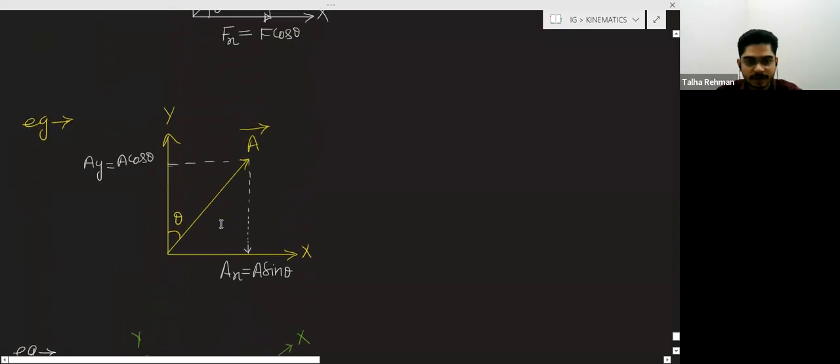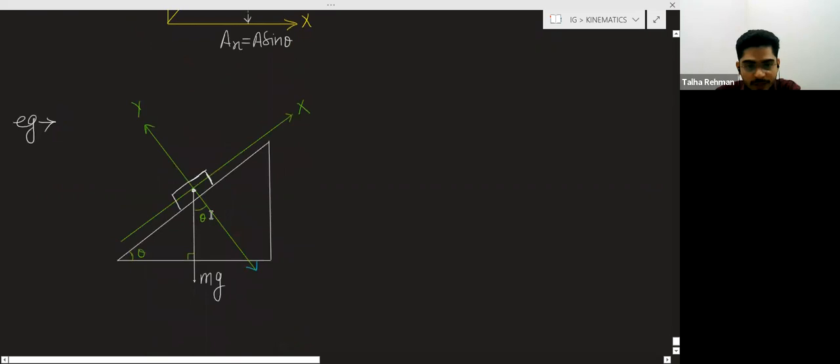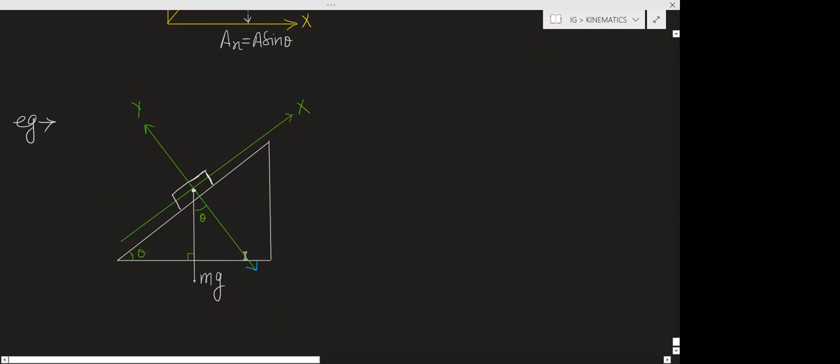See here. This is the vector, and with this axis, this vector is making an angle theta, and along this axis, what is the component? A cos theta. Now tell me what will be the component along this axis? Just try. Sin theta, right? No. Cos theta.